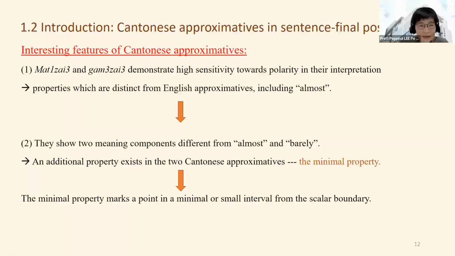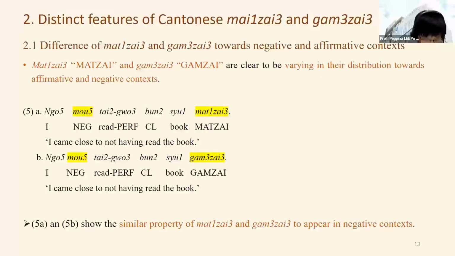However, just highlight that one is proximity, which is kind of unique to 乜滯 and 咁滯. The second will be proposing an additional meaning component on top of almost and barely. Not only the proximal and then the polar, but something minimal. So we now move on to closely examine the two features.